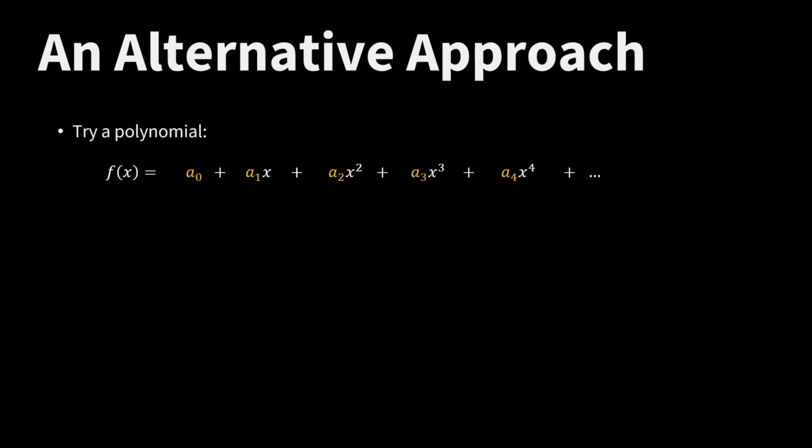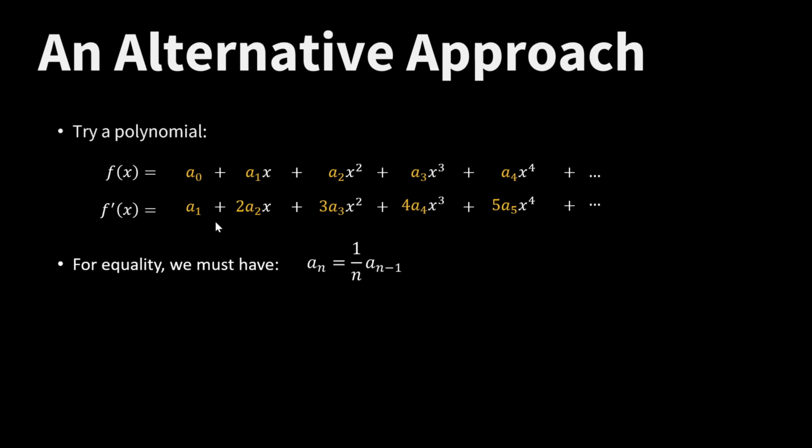We are still looking for a function whose derivative is itself. But now let's try a polynomial of infinite length. We already saw how to compute the derivative of a polynomial. The polynomial a0 plus a1 times x plus a2 times x squared plus a3 times x cubed and so on turns into a1 plus 2 times a2 times x plus 3 times a3 times x squared plus 4 times a4 times x cubed and so on. We need now that all these coefficients are equal. This gives us equations for all the coefficients.